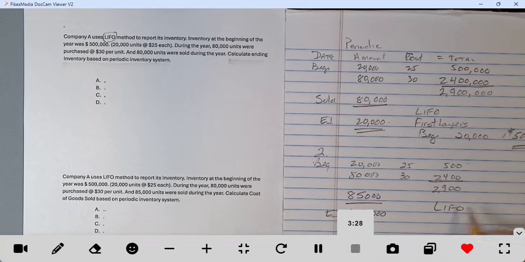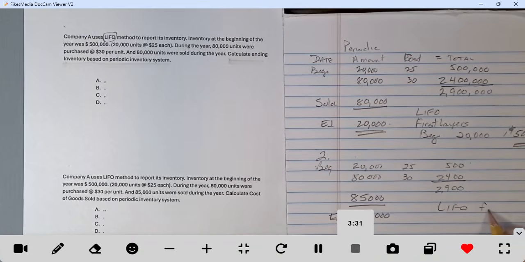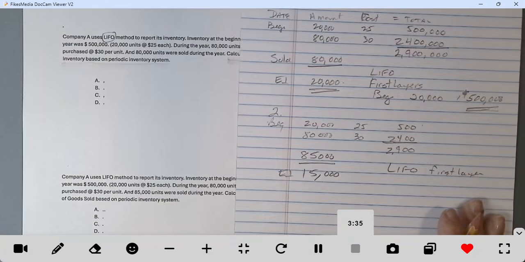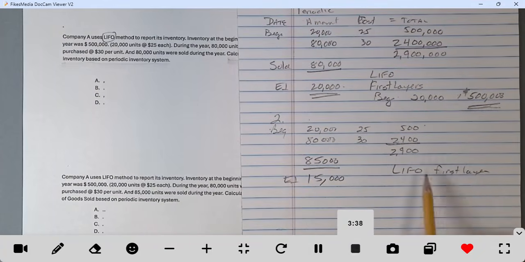So my LIFO, I go to the first layers, go to my first layers, and that's this layer right here. So this was sold, 80,000 was sold, and 5 was sold out of this layer. So I have remaining from my beginning 15,000 units at 25, which equals 375,000.